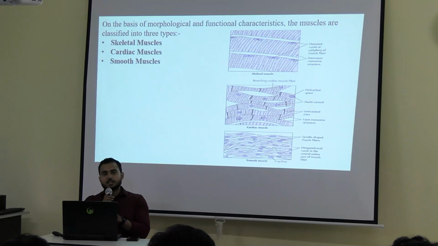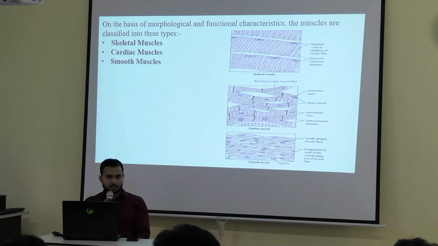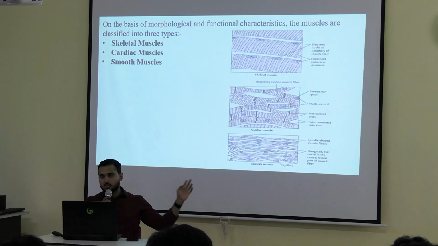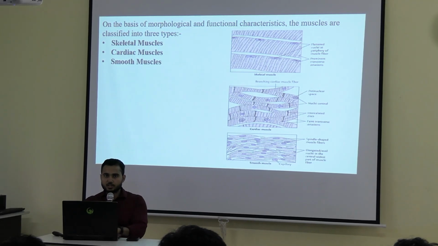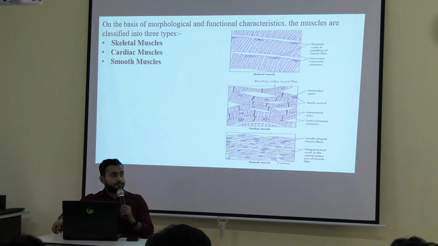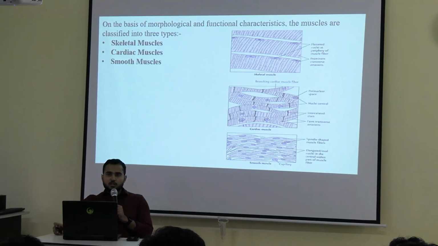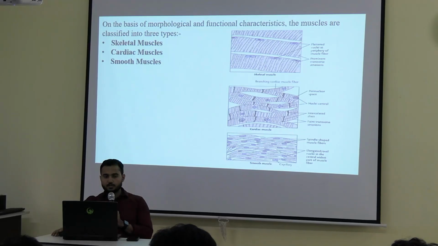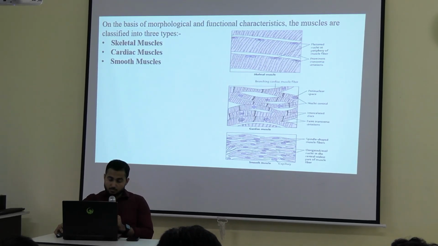From the beginning I am telling you that whenever any classification is there, it will be based on something. Now here, on what basis is the classification done? Morphological and functional, meaning what the appearance is and what the function is. Based on that, three types. Now, can you see the diagram? These are the diagrams of three different types of muscle tissue or muscle fibers. So we'll go one by one. We'll start now.